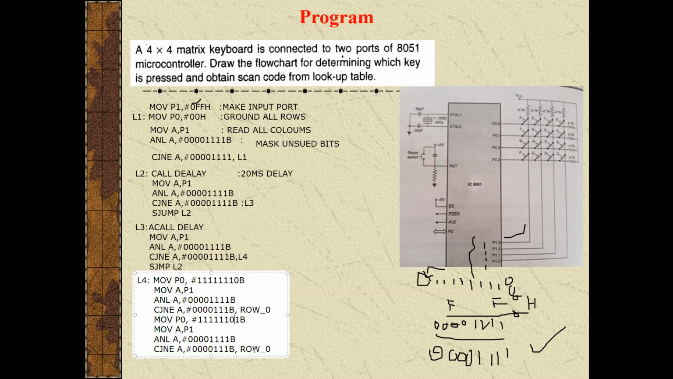If both are not equal, then it will jump to row 1 now. It means some key is pressed at that particular row, so it will execute the instruction at this label, row 1. What happens at this label, we will see after that. For the time being, remember that if these two are not equal, some key is pressed in this particular row and it will jump to this label. If both are equal, no key is pressed at this row, so it will scan further.